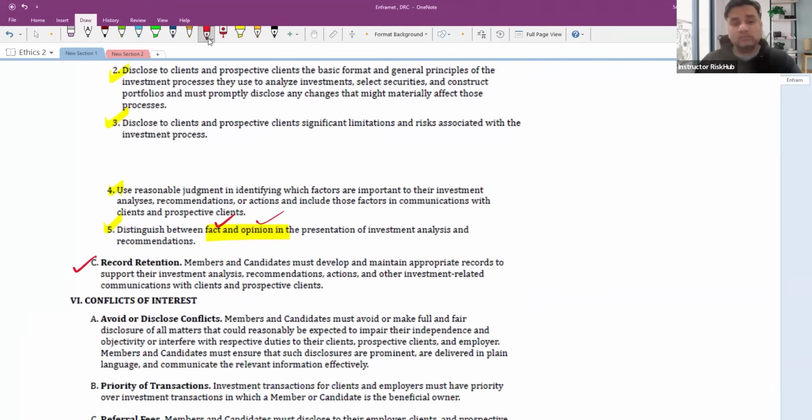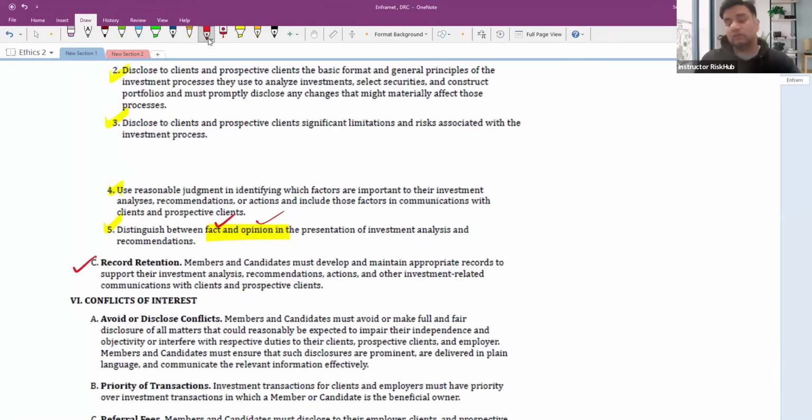Finally, you have record retention. Maintain records to support your recommendations. You must develop and maintain appropriate records to support your investment analysis, recommendation, action, and other investment-related communication with clients and prospective clients.